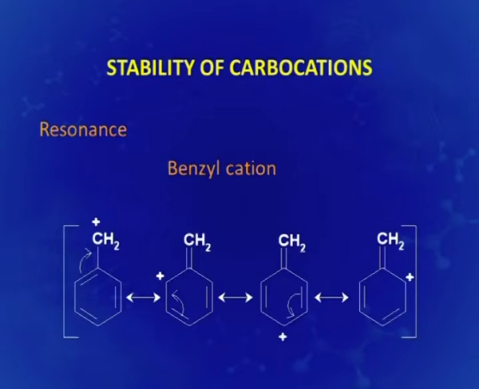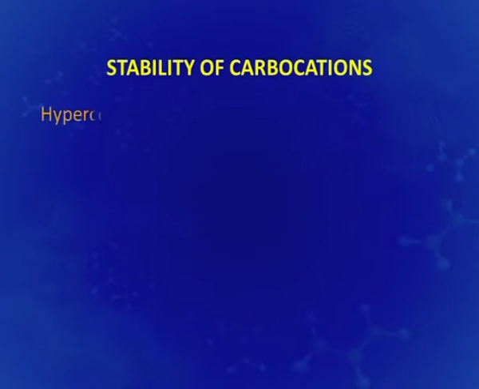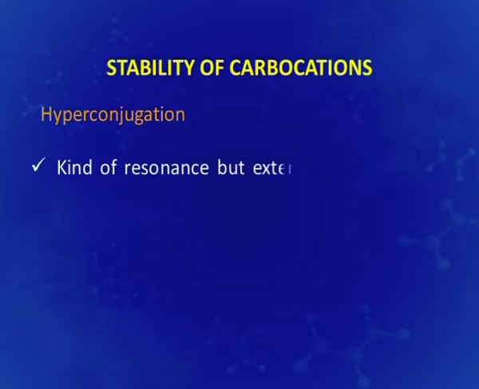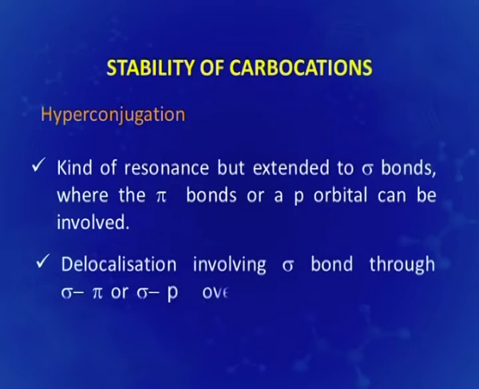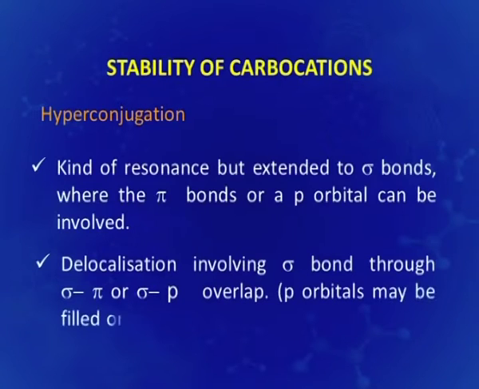The carbocations are also stabilized by another factor called hyperconjugation. This is a kind of resonance, but this is extended to sigma bonds, and where the pi bonds or a p orbital can be involved. Therefore, it is a delocalization involving sigma bonds through sigma pi or sigma p overlap. The p orbitals in case of sigma p overlap may be filled or vacant also.